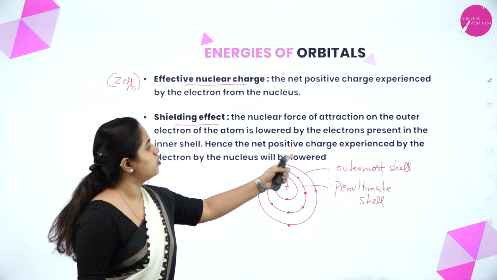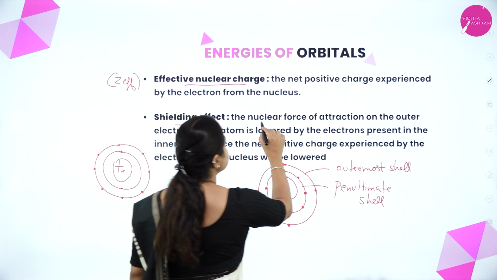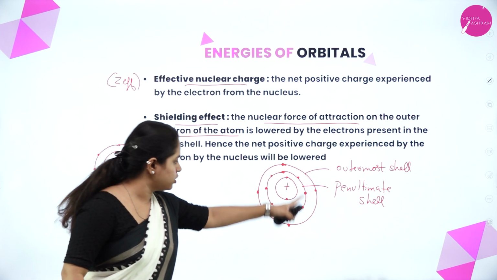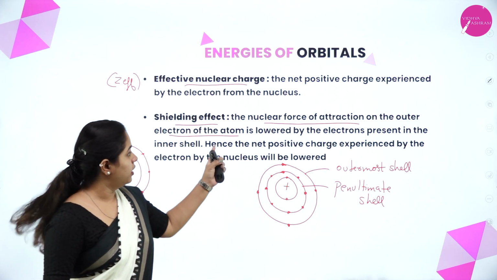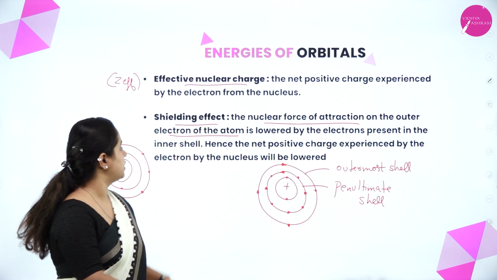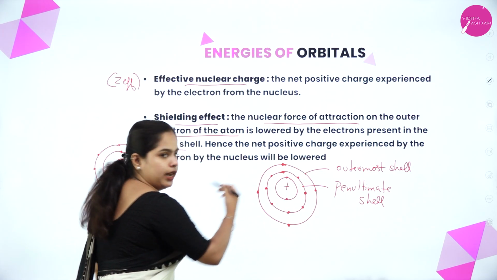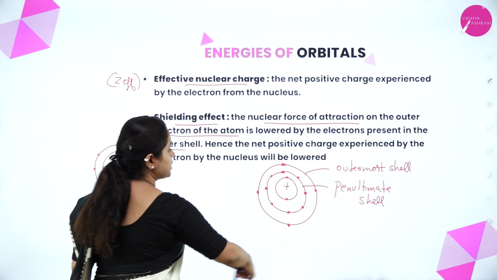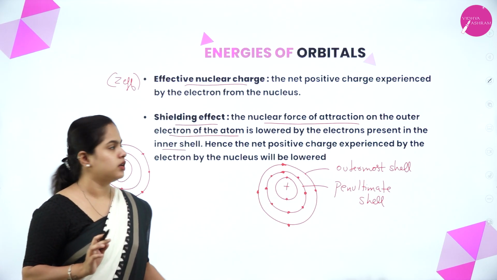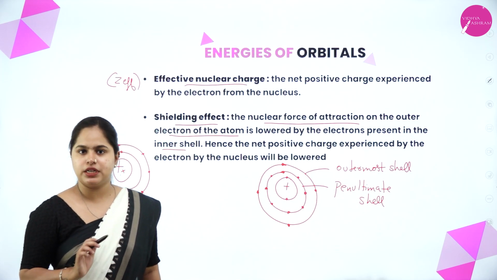So, the nuclear force of attraction on the outer electrons of the atom, the electrons present on the outermost shell, is lowered by the electrons present in the inner shells. Because of these electrons, the attraction experienced by the outermost shell electrons from the nucleus will be lowered. That is the shielding effect. I hope it is clear.